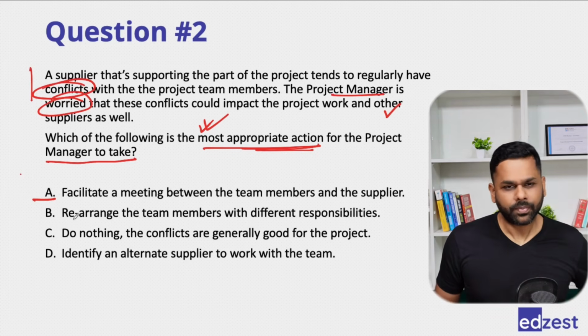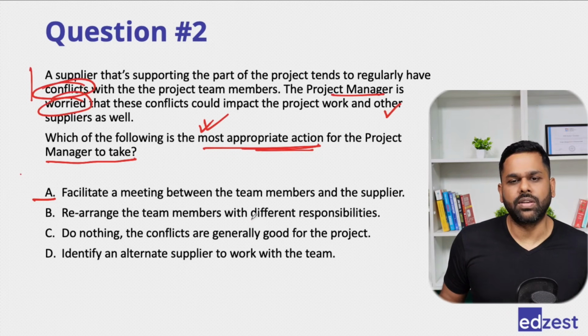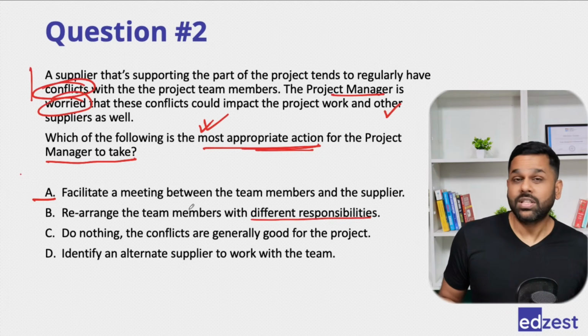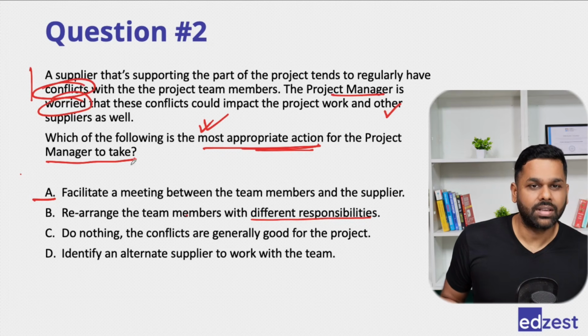Then we go to B. Rearrange the team members with different responsibilities. Now this means that we are saying that team members are at fault.